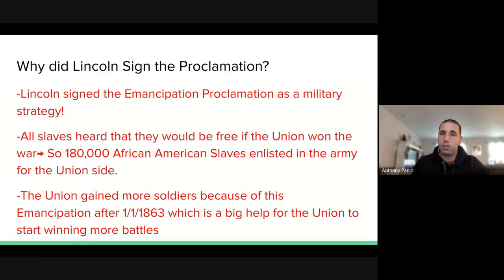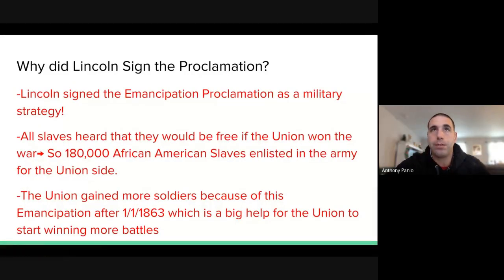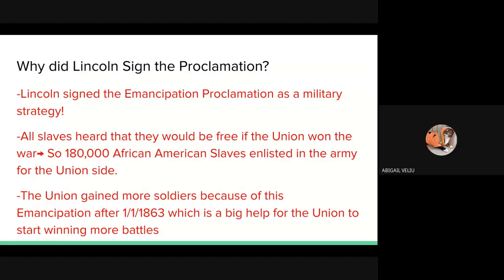If you can make it to the North, you can now join the army and fight for us and fight for your freedom. Yes, Abigail, go ahead. So were the people who fought in the wars, were they militiamen, or were they part of the free states? Correct. Wait, back in previous wars? Yeah. They'd be considered militiamen.